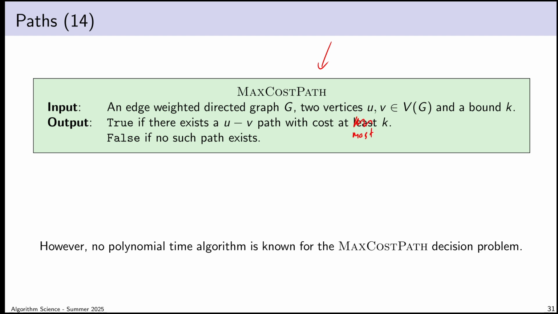Now, if I change this into an upper bound, so if I say the cost is at most k, well, then of course what I'm actually doing is solving the minimum cost path decision problem, and we can do that in polynomial time. This is quite a puzzler. The minimization version of the problem can be done quickly, but the maximization version of the same problem seems to be difficult.